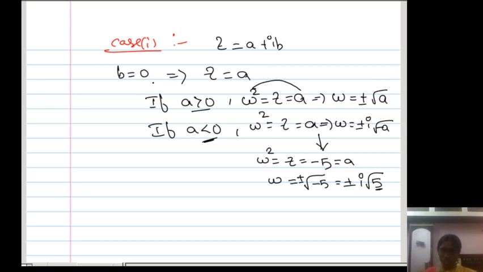That's why, if b is equal to 0, z becomes a. If a is positive, the square root of the complex number is under root a. If a is negative, the square root of the complex number is plus or minus i under root of minus a. This is the theorem. So that is the first case. Next, the second case. Case 2. In case 2, let us see.